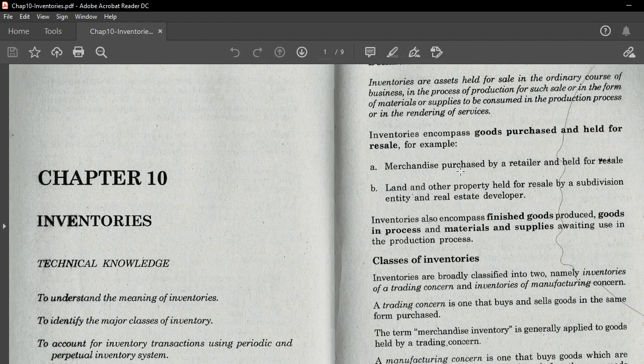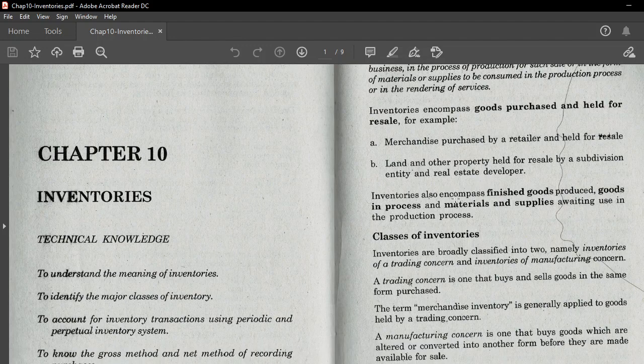So next, we have here: inventories encompass goods purchased and held for resale. So for trading, I buy rice, subject to resale. So that is the meaning of it. And you have it here.